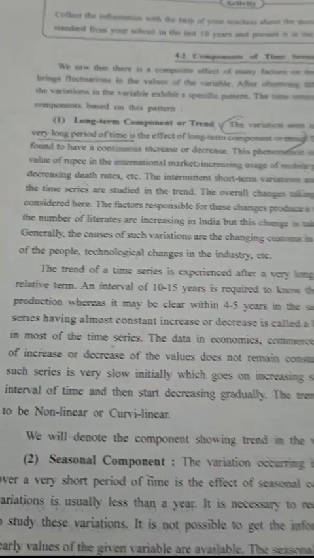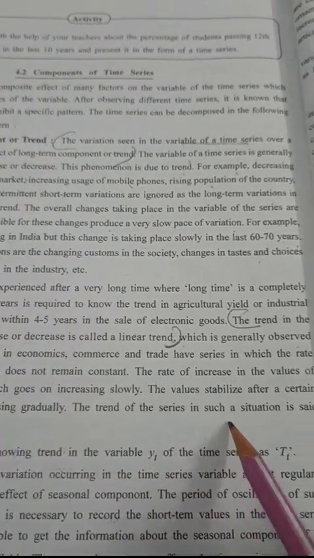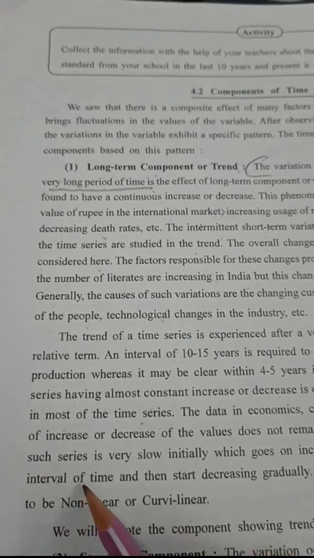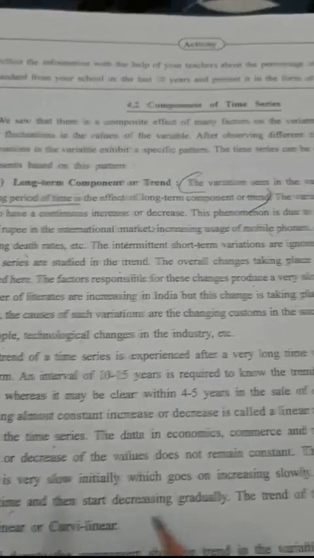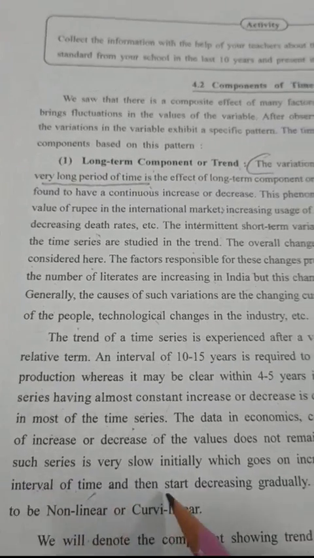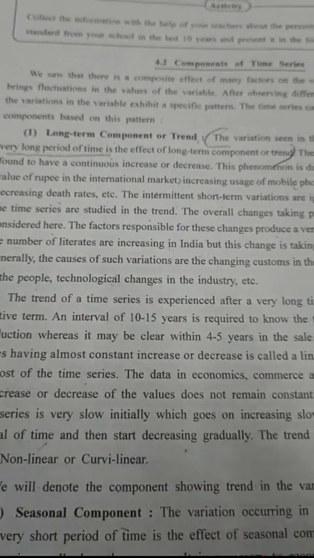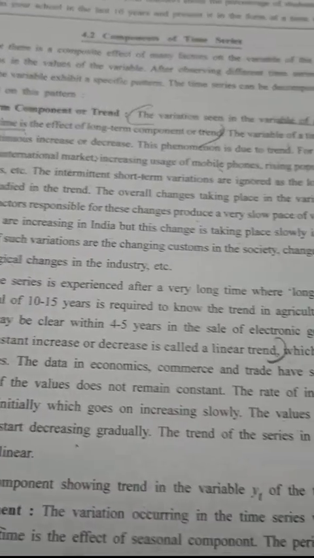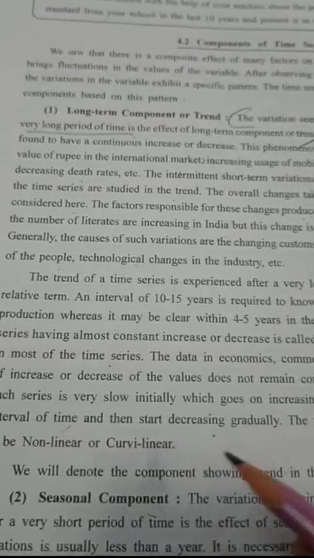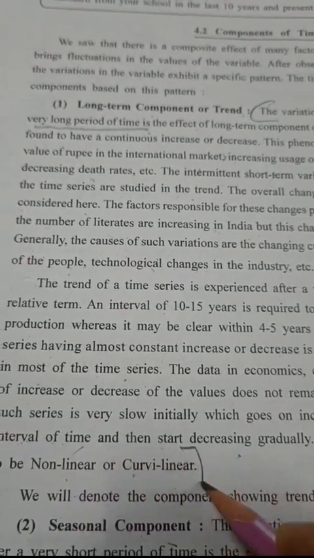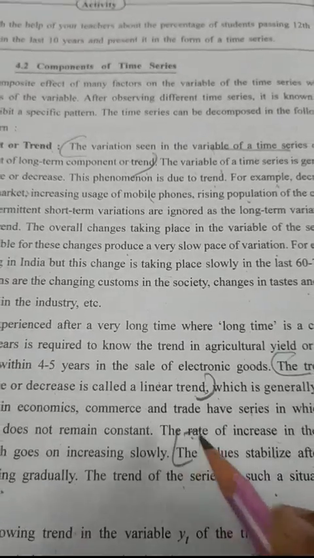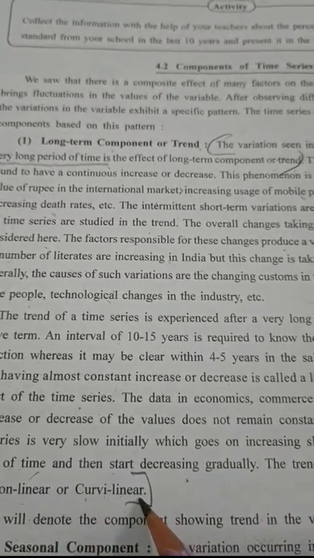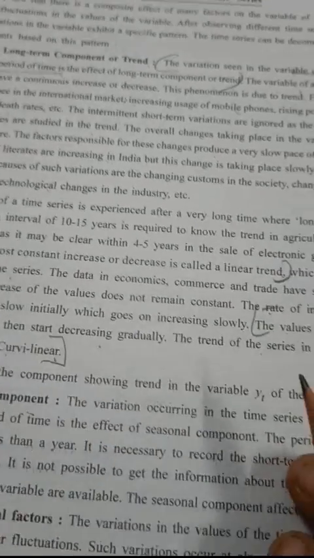Opposite of that, what they are telling is the trend of the series in a situation where the value stabilizes after a certain interval of time. Stabilize means it is constant. The value is constant after a certain interval of time and then starts decreasing gradually. At one stage it is constant, after that it is decreasing gradually, then that particular series is known as what? Non-linear or curvilinear. Is that clear?